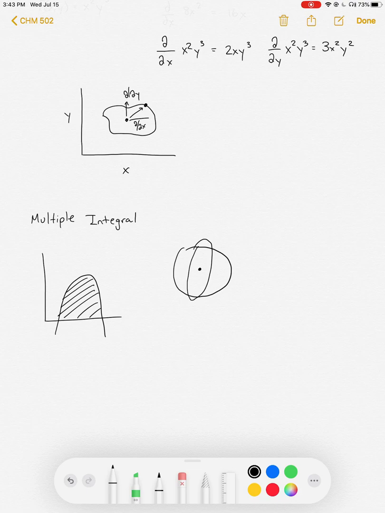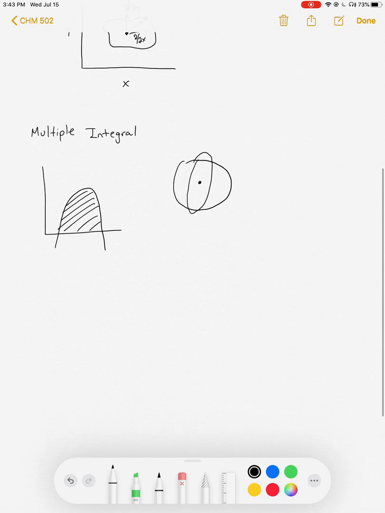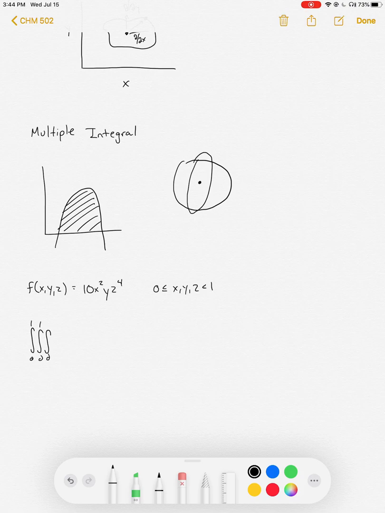But let's say we want to integrate a function. We have a multivariable function of x, y, and z, and that function is 10x squared y z to the fourth. If we want to integrate this function over a 1 by 1 by 1 cube, so say we want x, y, and z between 0 and 1, we would just do the same thing that we would do for a regular integral. So we take 3 integrals, and they're all between 0 and 1 of our function, 10x squared y z to the fourth dx dy dz.